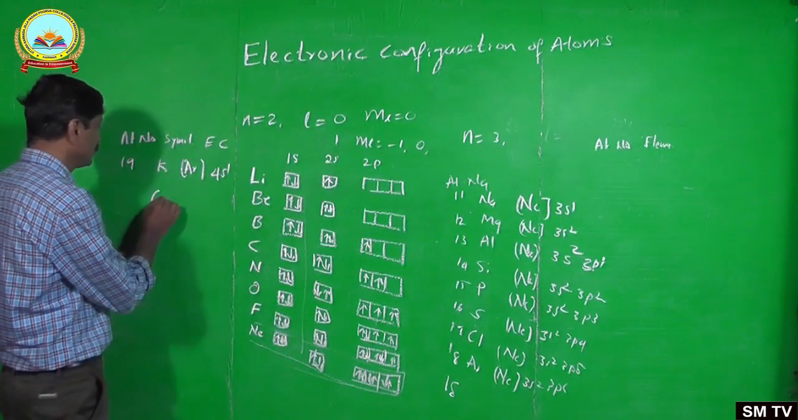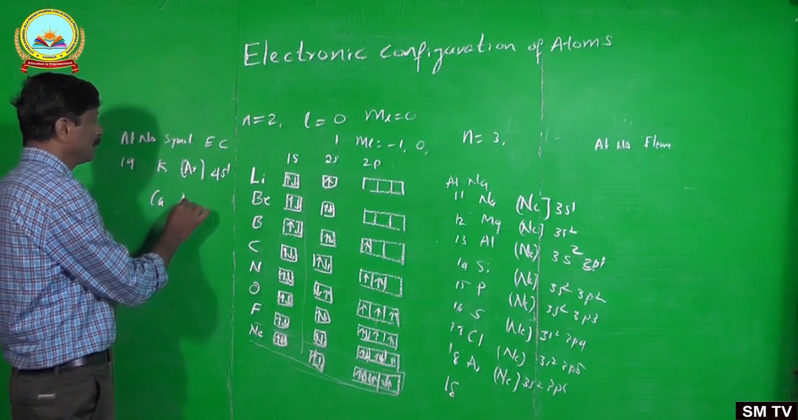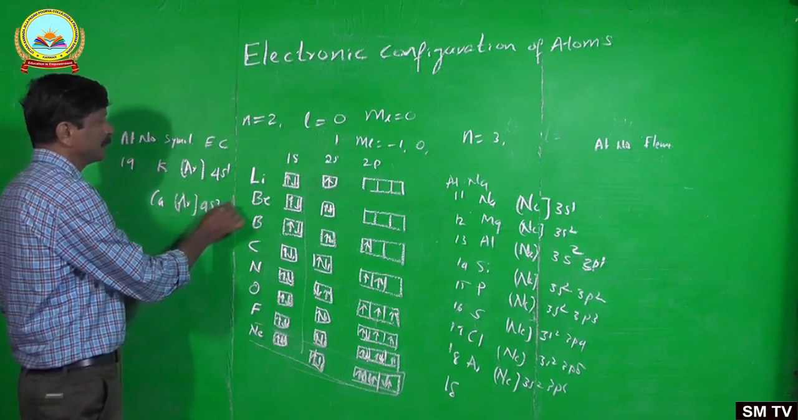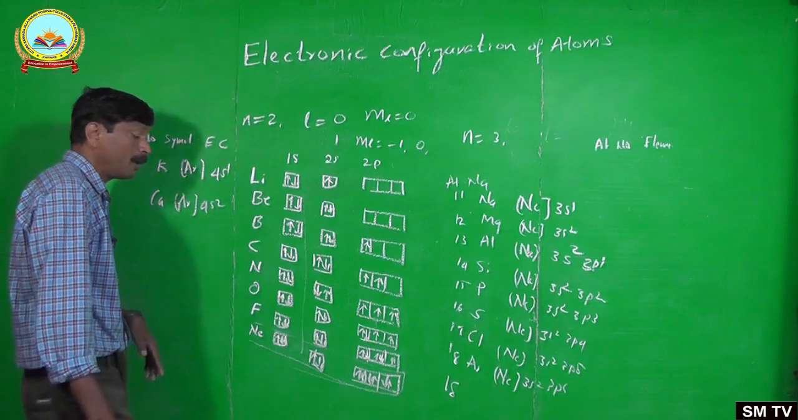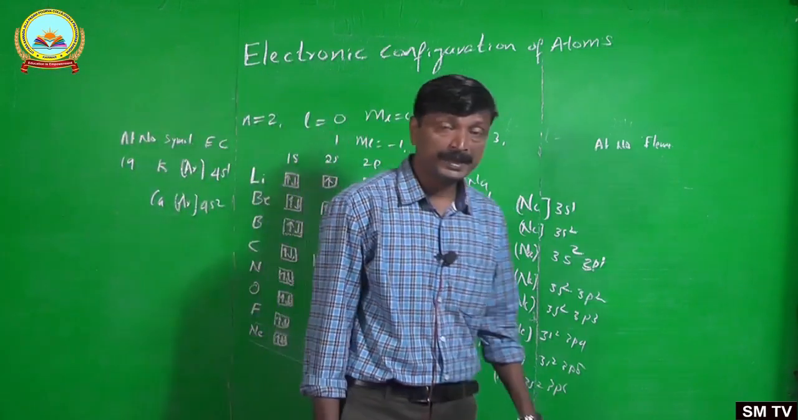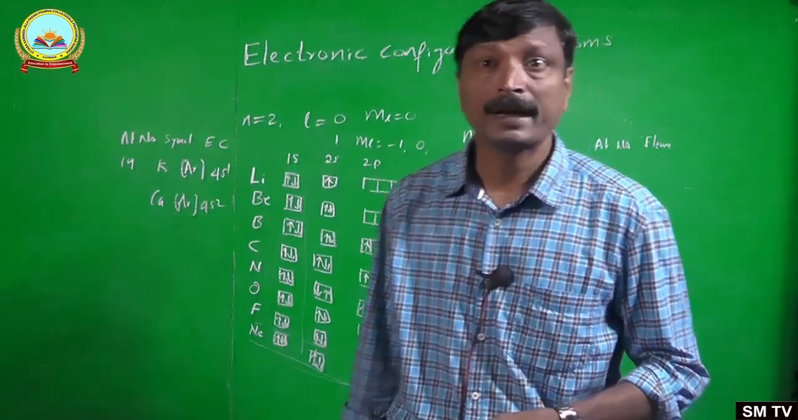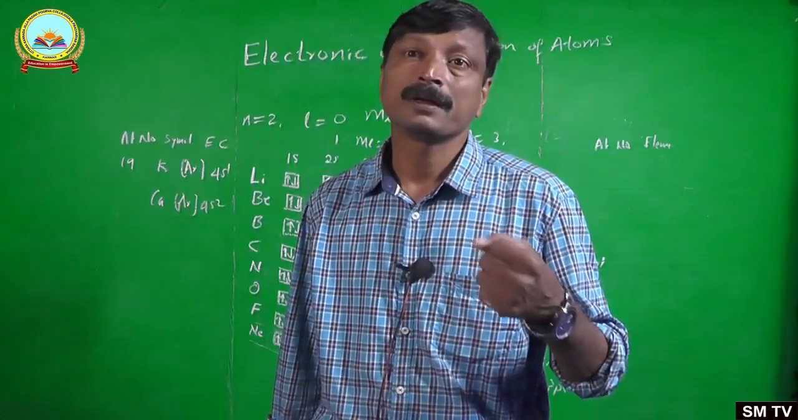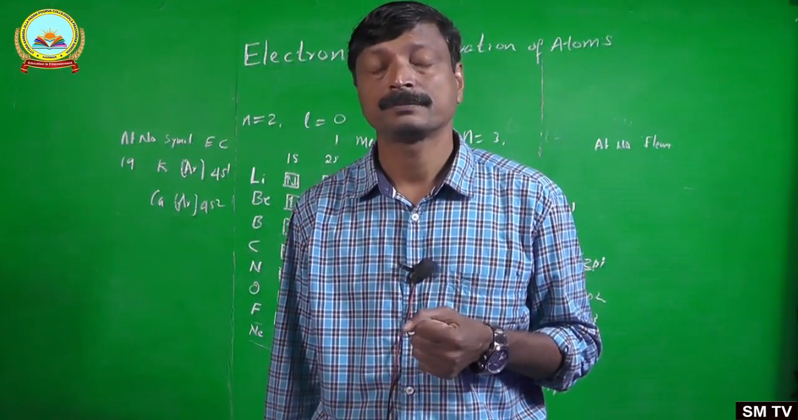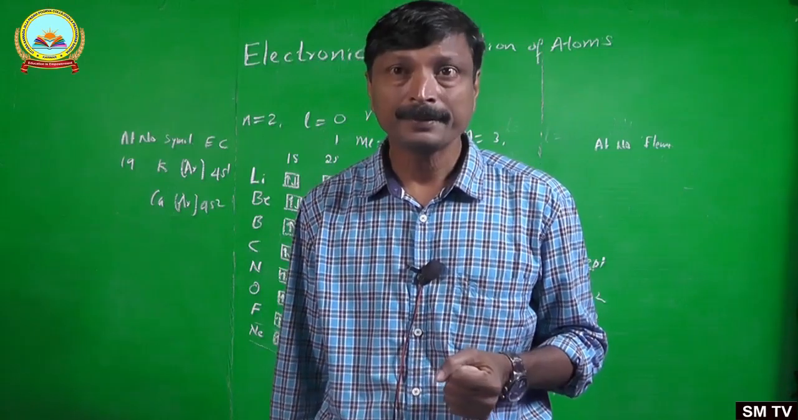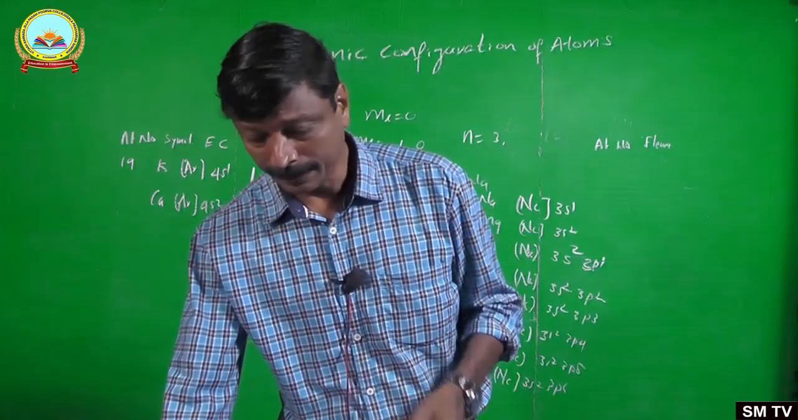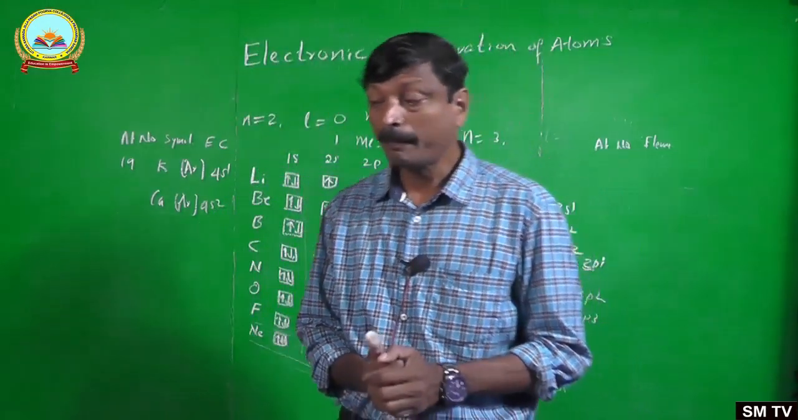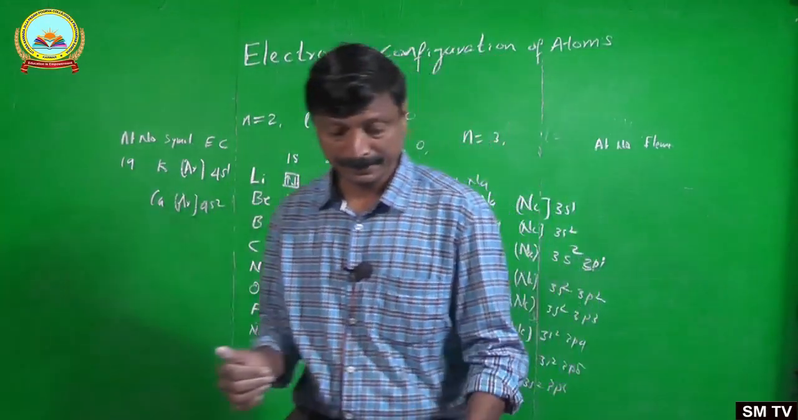In calcium, argon configuration, 4s2. It's similar to magnesium. Okay. After that, it's 19. The next 10 electrons go to the 3d subshell. So before that, I want to discuss one more concept here. What is that one? The stability of half-filled and completely filled orbitals.